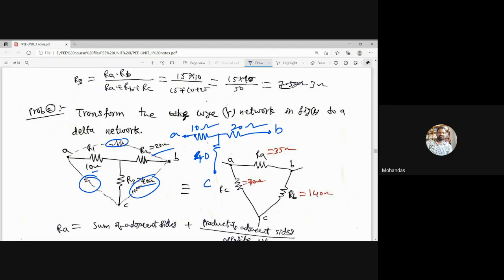Is the screen visible? Please respond. Understand? Yes, sir. Okay. Now let us solve this problem here. This is the star connected resistor: 10, 20, 40. It will be a little confusing for you to do here because the solution is already there. Okay, let us do this problem here only.